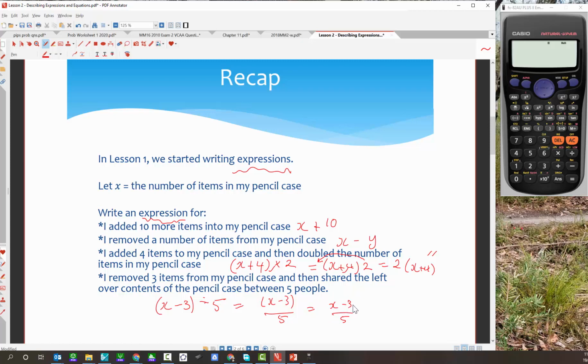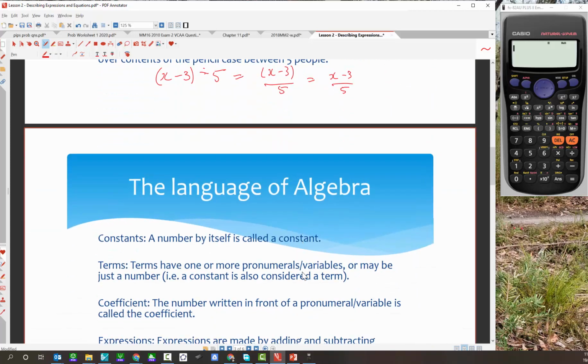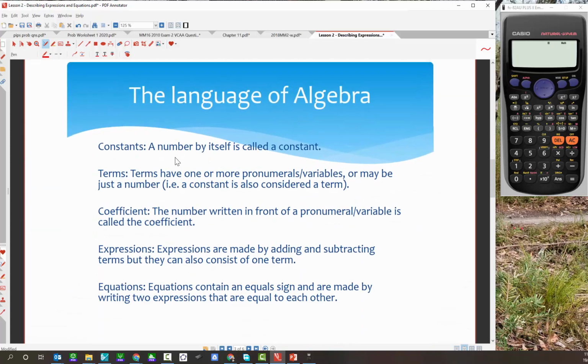Right, so on to today, the language of algebra. So a little bit about the language we're going to use. Now, when we're considering this, an expression is made up of different parts. Some expressions have things called constants, and that's a number by itself. So it might be 3, it might be 4.5, it might be pi, it might be subtract 17. All of these are numbers by themselves. When I say subtract 17, I'm saying it's negative 17.